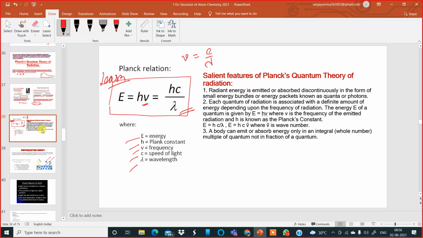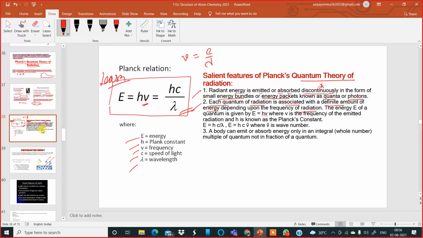Now, looking at the salient features of Planck's quantum theory of radiation alongside, point wise. Number one, radiant energy is emitted or absorbed discontinuously. This is an important point to note. The energy which is given out or absorbed is discontinuous, and it is in the form of small packets, energy bundles or energy packets known as quanta or photons. That is the important point. Number two, each quantum of radiation is associated with a definite amount of energy depending upon the frequency of radiation.